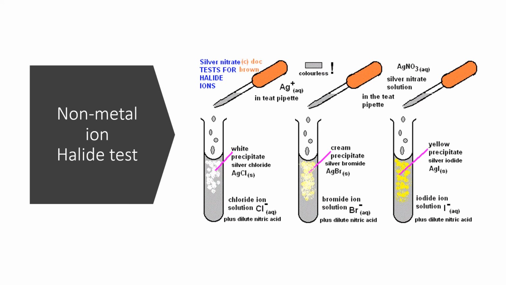And then once you've done the reaction where you got your sodium chloride in presence of silver nitrate and nitric acid, you will get a white precipitate, and same for bromine, you'll get a cream precipitate. In iodine you get a yellow precipitate.